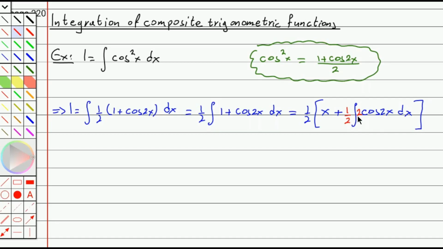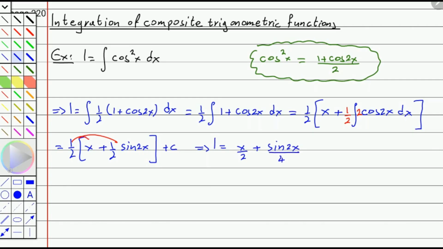Now we are ready. This is a constant. This is the function times its internal derivative. So nothing stops us now from solving this. Equals 1/2 times x plus 1/2 the sine of 2x plus c. And so if we expand, we have I equals x over 2 plus sine of 2x over 4 plus c. And this is the integral of the composite cosine squared. Let's continue with the final example.